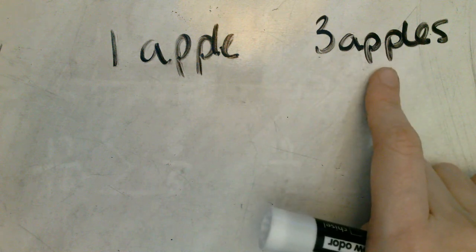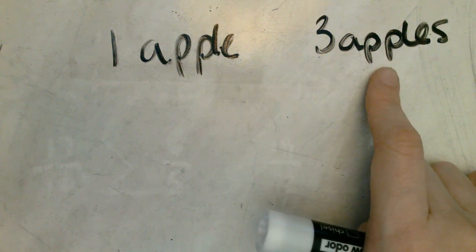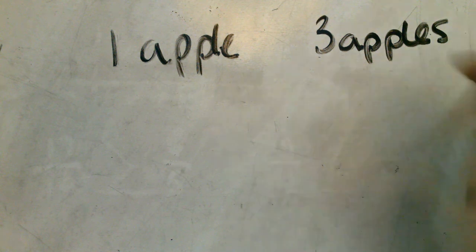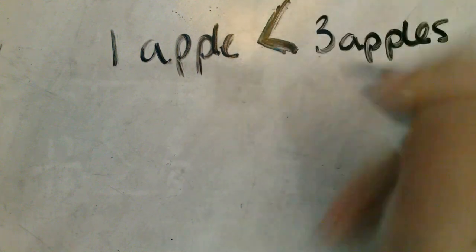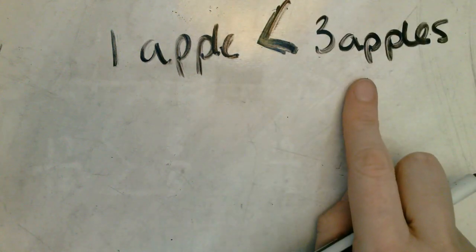Did you say 3 apples would be the greater amount? 3 apples would be the greater amount. Let's write that on our whiteboards using our greater than sign facing the 3 apples.